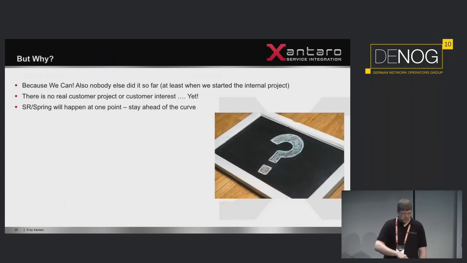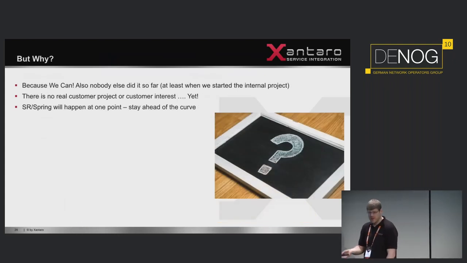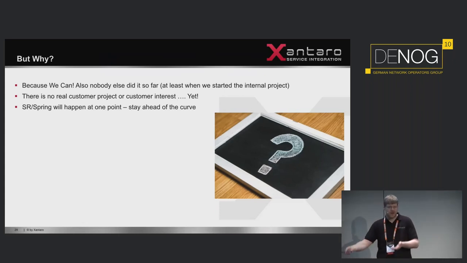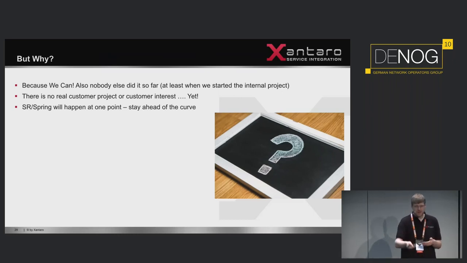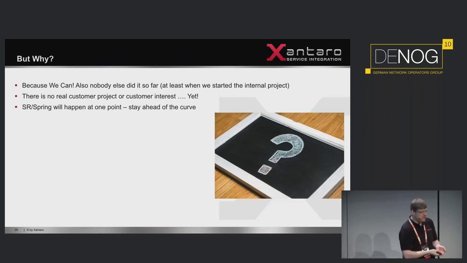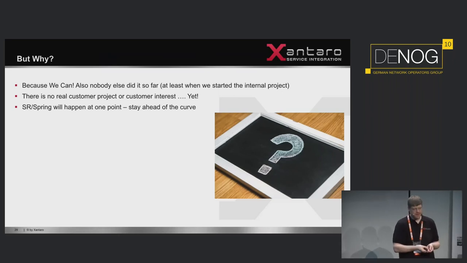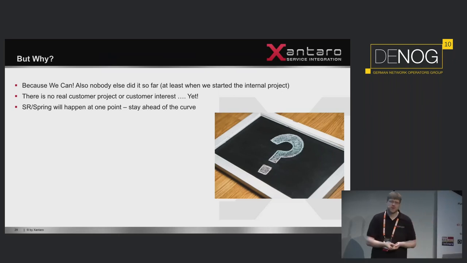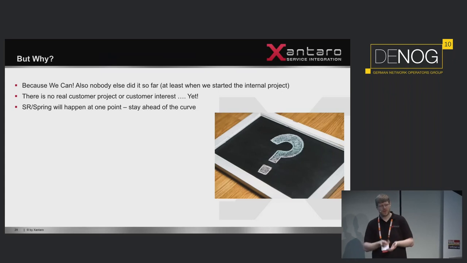Why did we do that in the first place? Well, because we can and we like to play around with new technology. There's as yet no use case, so there's no customer behind it who actually approached us and told us, hey, build that for us. But we like to stay ahead of the curve. So we looked into the BGP stuff, BGP SR, BGP Spring, BGP LU stuff, because yeah, we feel it might come around at one point.